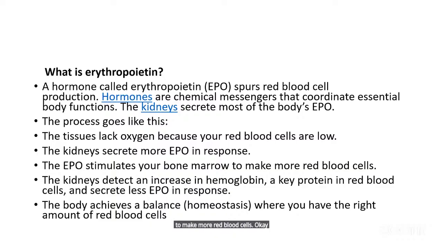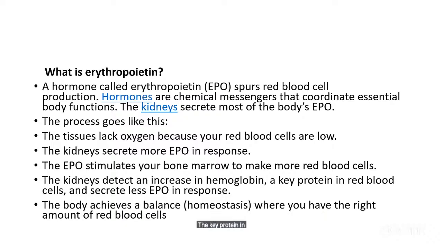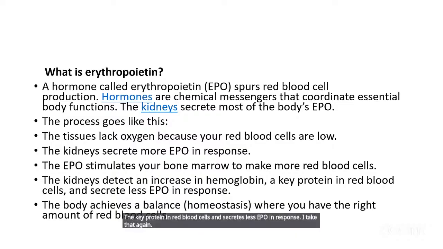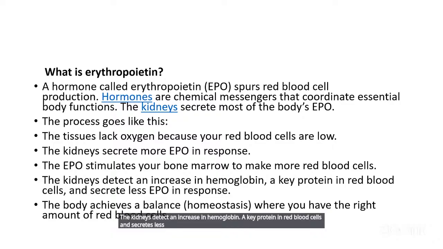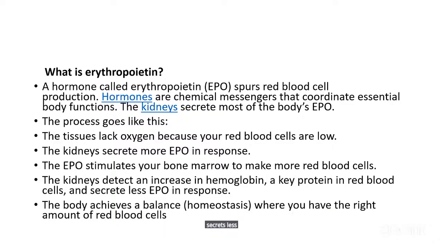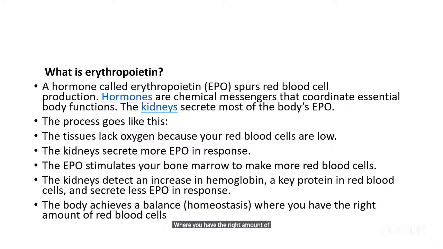The kidneys then detect an increase in hemoglobin, a key protein in red blood cells, and secrete less EPO in response. Now, the body achieves a balance, which we call homeostasis, where you have the right amount of red blood cells.